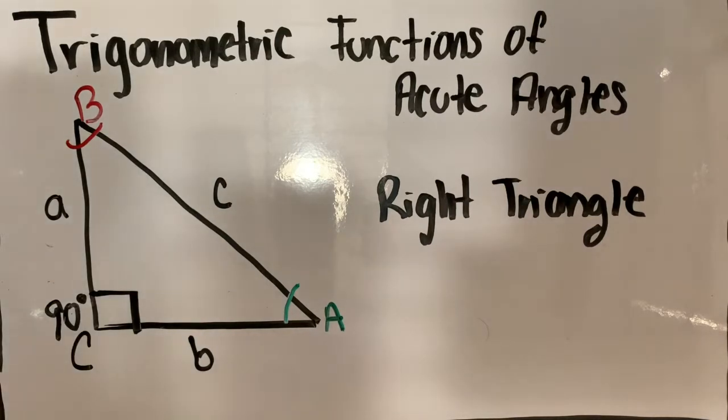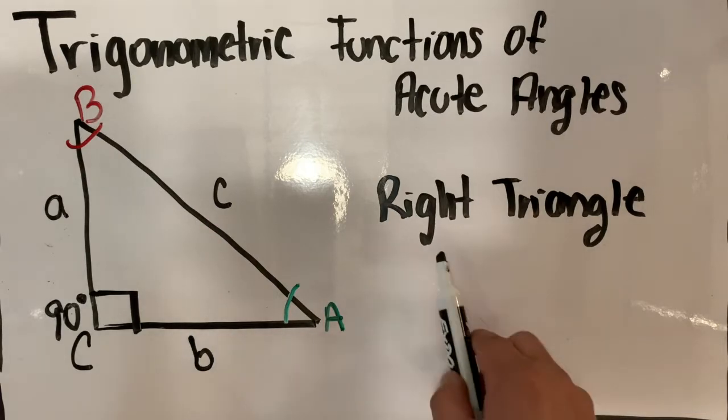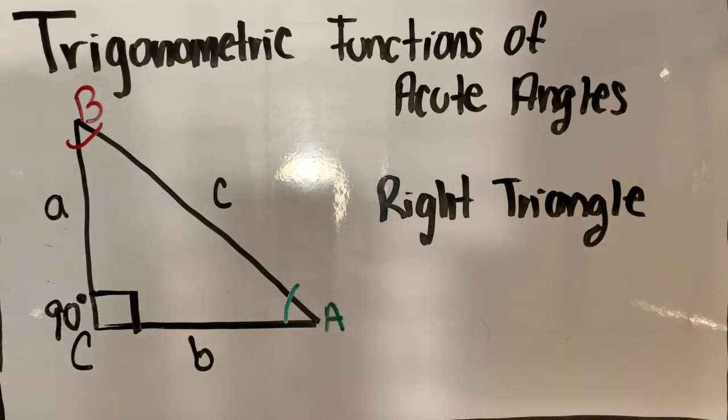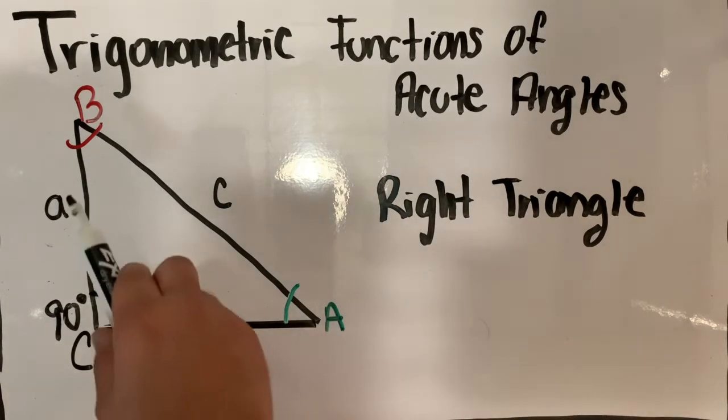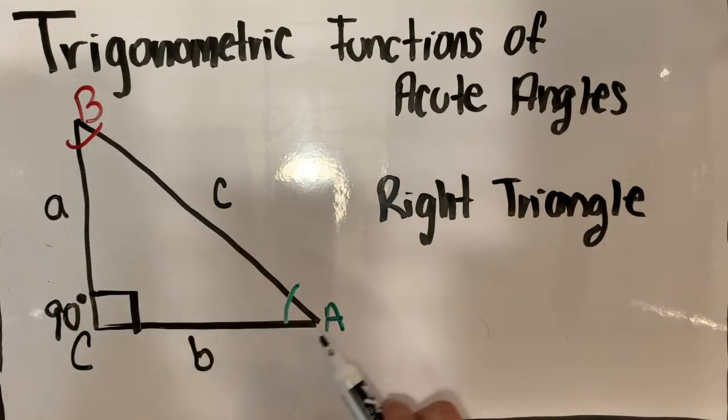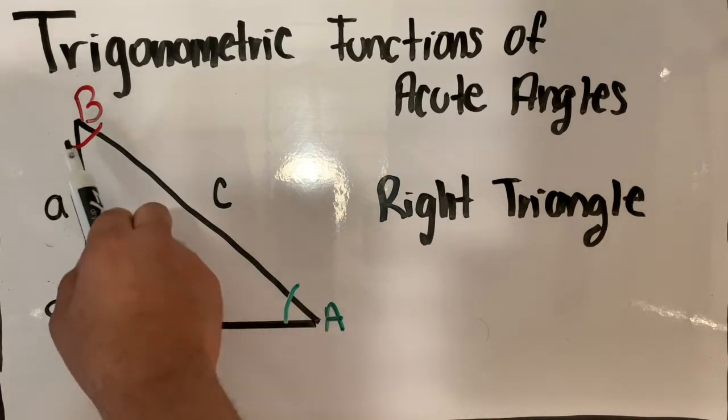Trigonometric functions of acute angles. In this stage, we're going to work with right triangles. The right triangles are this one right here. It is called right because always one angle is going to be acute. The acute angle is the one that measures 90 degrees. We have another two different angles, angle A and angle B.